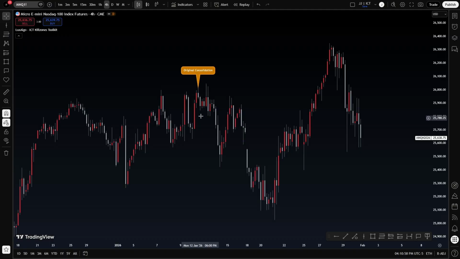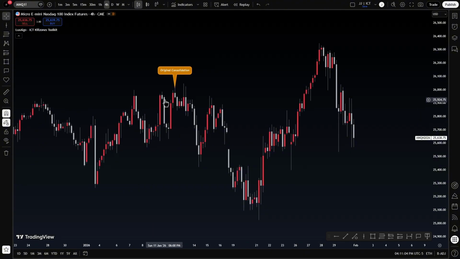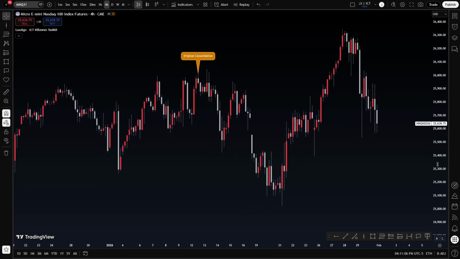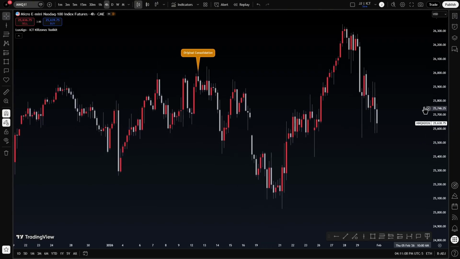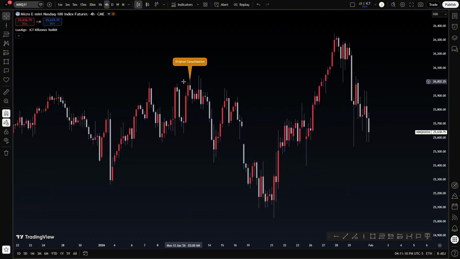Train yourself in that concept, go back test it, and even go on FX replay and actually go trade it yourself. Anyway, just don't misinterpret the original consolidation. After the original consolidation, since this is a market maker buy model or a bullish market maker model, the next stage of delivery would be sell side delivery.